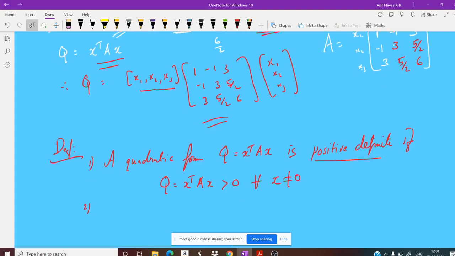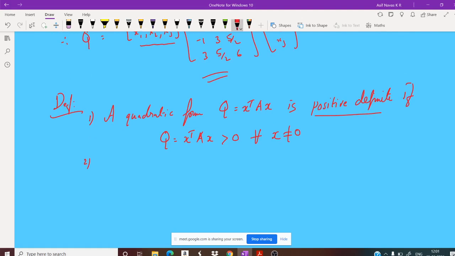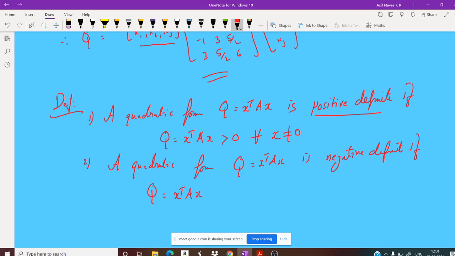Similarly, what will be a quadratic form? So second definition: a quadratic form Q equal to x transpose Ax is negative definite if Q equal to x transpose Ax is less than 0 for all x not equal to 0. So positive definite means Q takes only positive values whatever x it is.